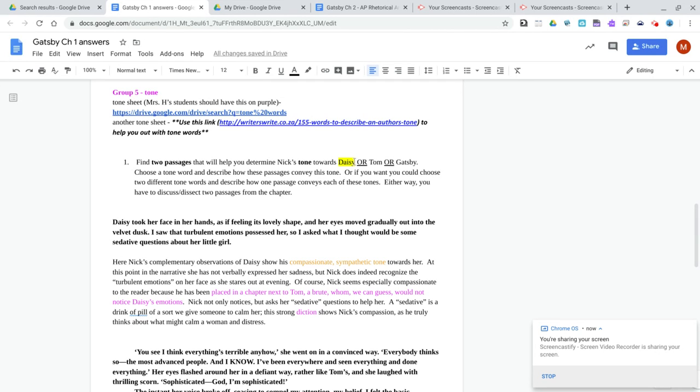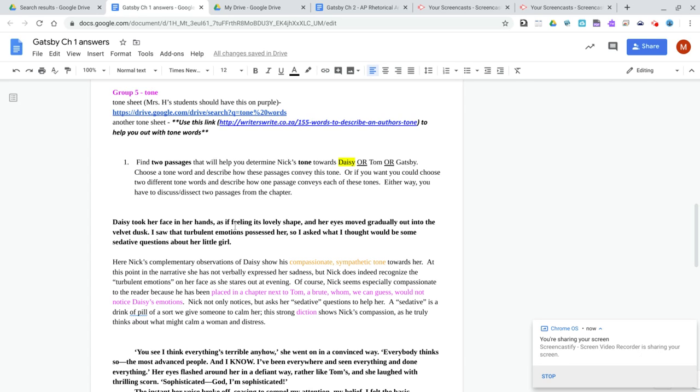So, I picked Daisy for this paragraph, and I had to find two passages and choose either one or two tones to describe what is going on in that passage regarding Nick's feelings towards Daisy. Both my passages take place on the porch.